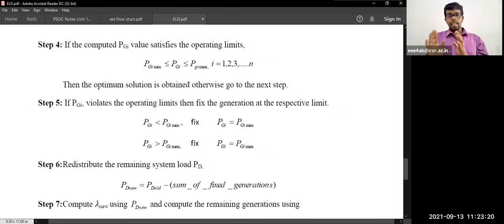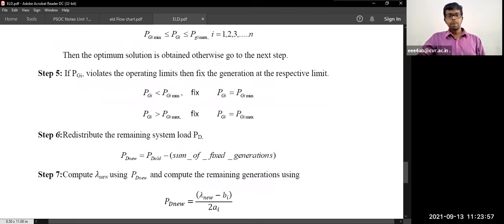If not satisfied, if it violates minimum operating limits or maximum operating limits, go to the next step. That is step number 5. If PGI violates the operating limits, then fix the generation at its respective limits. That is, if PGI is less than or equal to PGI minimum, then fix PGI equal to PGI minimum. If PGI is greater than PGI maximum, then fix PGI equal to PGI maximum.